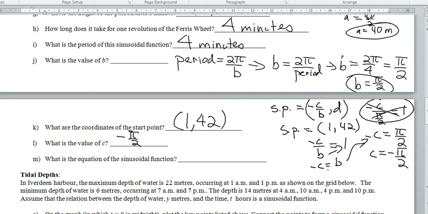So what's the equation of the sinusoidal function? Well, it's y equals A, which is 40, sine B, which is pi over 2, times x, plus C, in this case minus pi over 2, plus D, which was, what was D? 42.